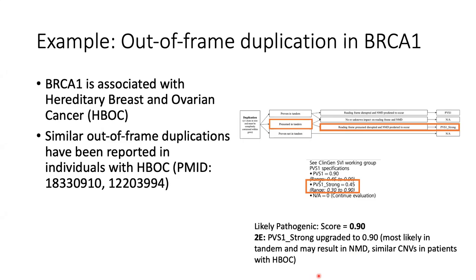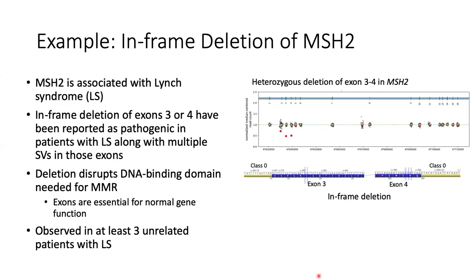Here's another example. Here in this example, I have a deletion of three exons again, or sorry, two exons, three and four of the MSH2 gene. So these are the two exons deleted. Exon two is normal. And you can see, because the distribution is very wide, that it's a deletion of these two exons, three and four.